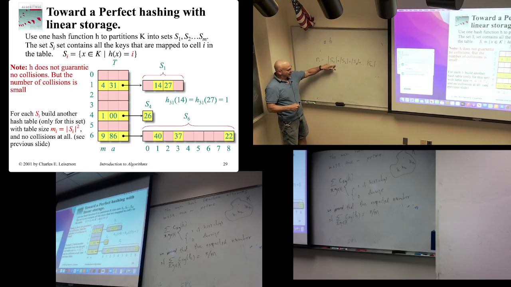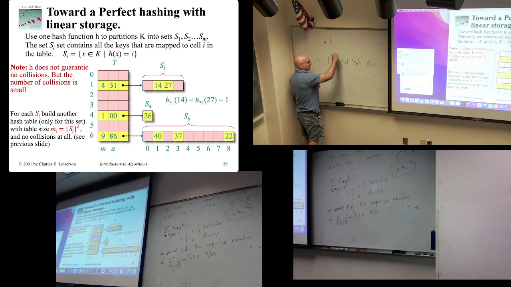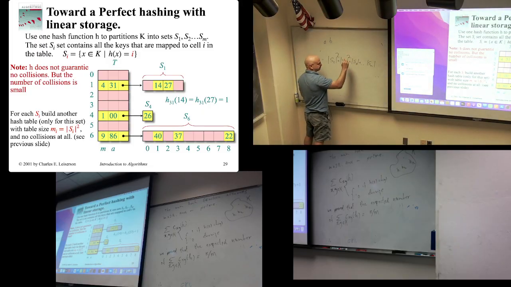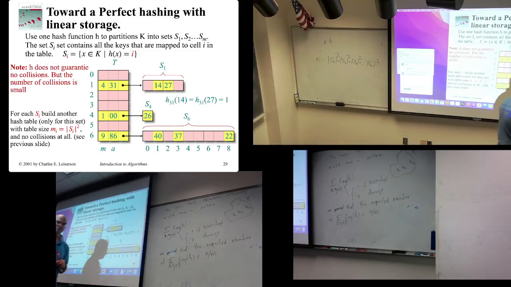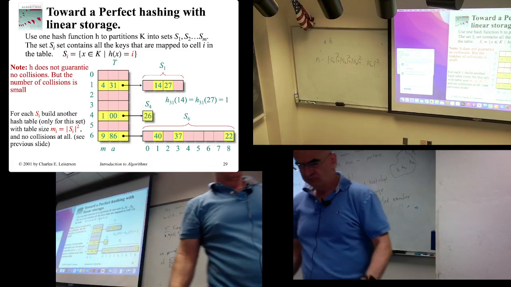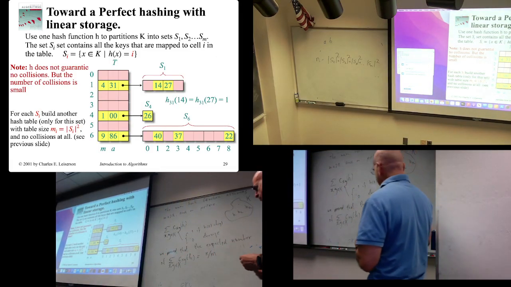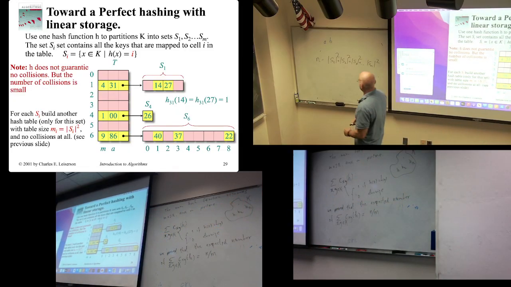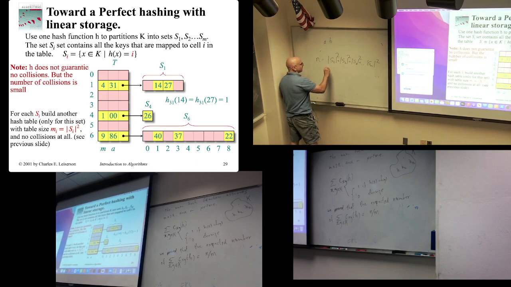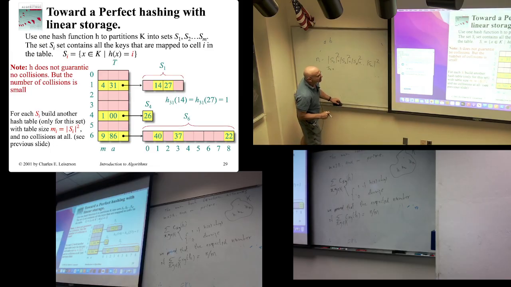My question was, I looked at the set S1 of keys, and I generated a table of size of the set squared. Same for S2, same for S3, same for Sn. So what can I say about this summation? But let's think about this square. What does it mean? Let's look at S6 in this example.